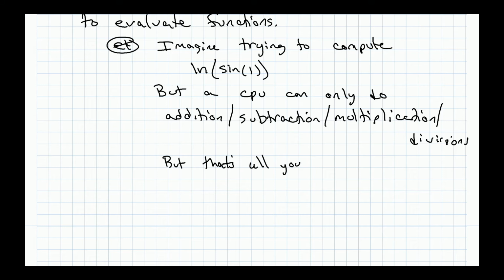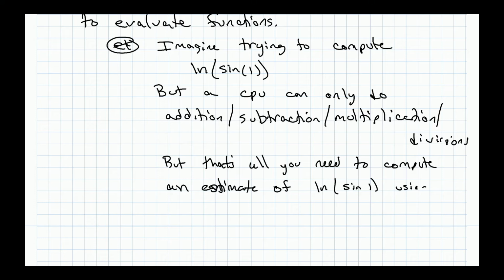All you need to compute an estimate of, I'm going to say the same one, pretend we're doing ln sine 1, is a Taylor polynomial. So that's one reason why you might want a Taylor polynomial, to make a computer do the calculations for you. Now, in real life, computers may or may not use a Taylor polynomial. They might have better ways.